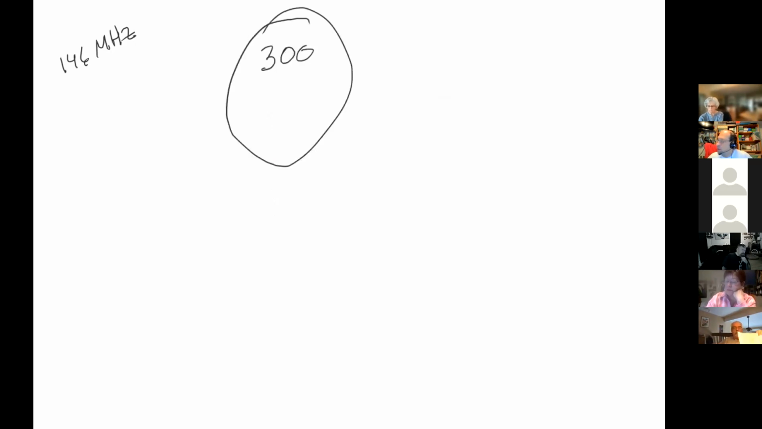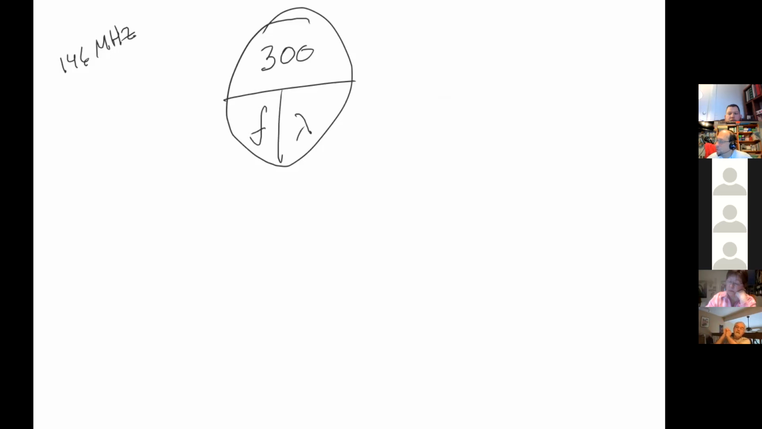All right, let's do the math. Somebody tell me what that circle says again. 300. Notice I'm pushing you guys to tell me. What does that circle have to say? It's lambda F. That's right. We have a frequency of 146. We're going to cross this out. Lambda is 300 divided by 146, which is about equal to 2.